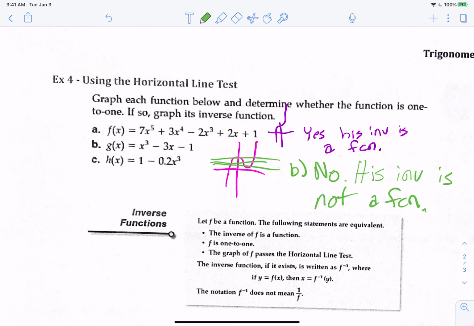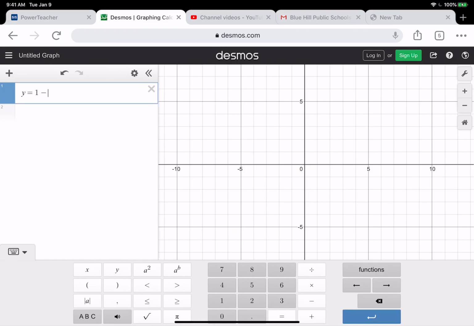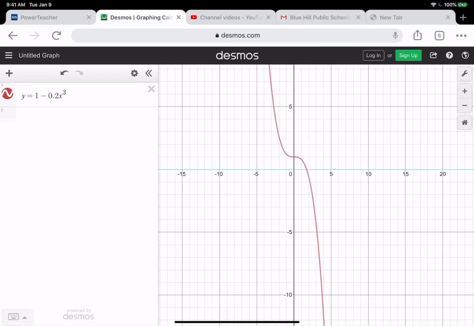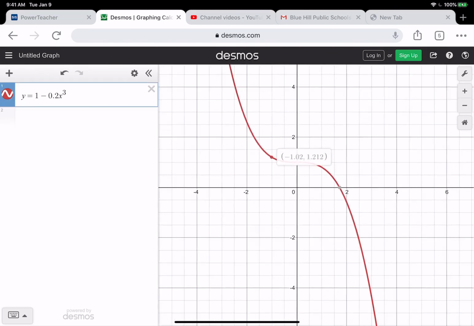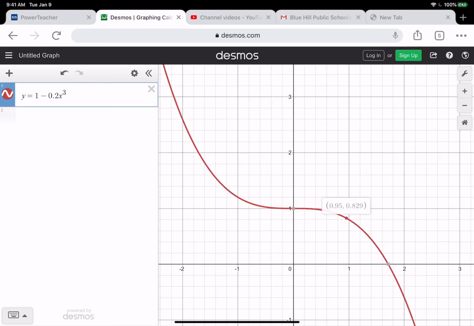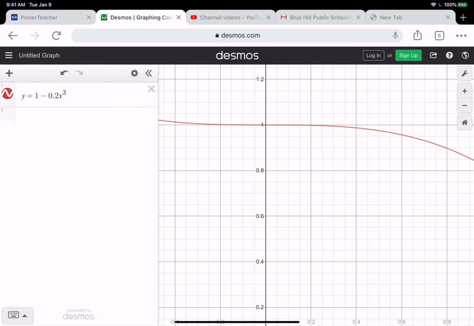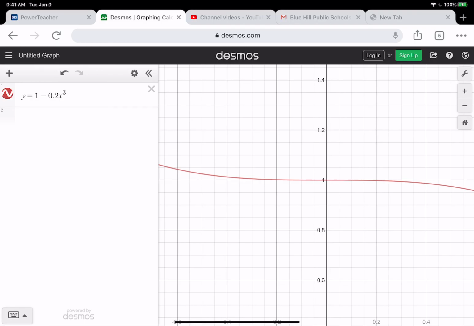All right, so let's go to C. 1 minus 0.2 x cubed. This goes actually a lot faster. Okay. Let me zoom out, make sure I can see all the bubbles. Is he a function? Yes. Is his inverse a function? Yes. If I go horizontally, it does not flatten out there in the middle, even though it looks like it does. If I zoom really far in, you'll see that he doesn't actually flatten out in the middle.